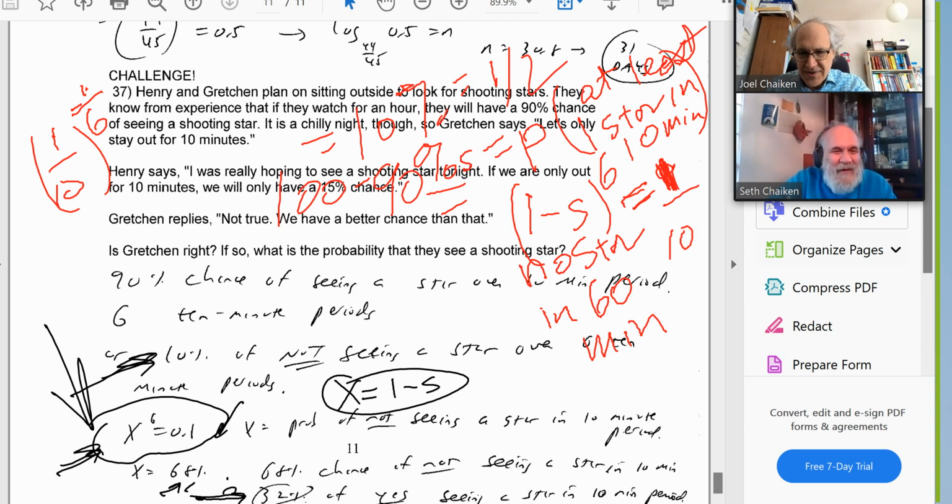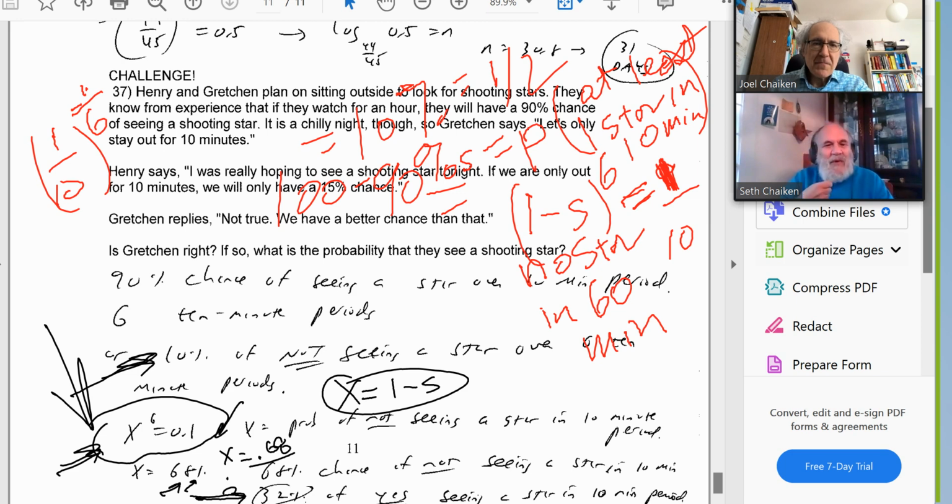This is a percent, believe it or not. So the answer is 68 hundredths, or 68%. Which means 68 hundredths is the chance of not seeing a star. So then 1 minus that is 0.32. The complement to that is 0.32 of seeing a star.